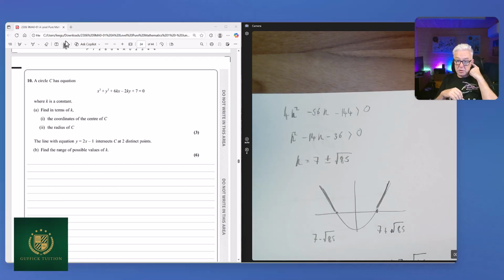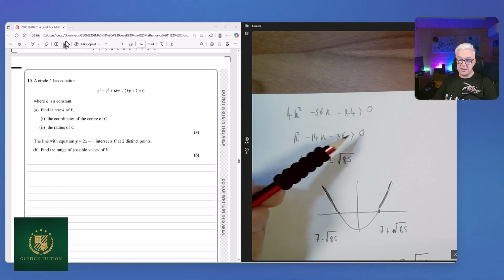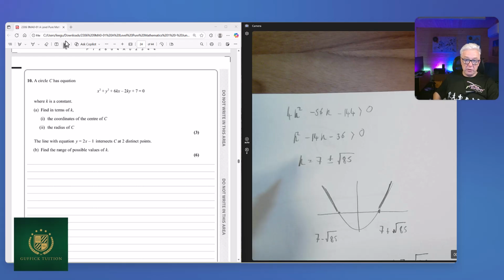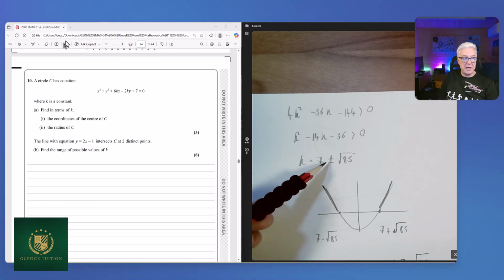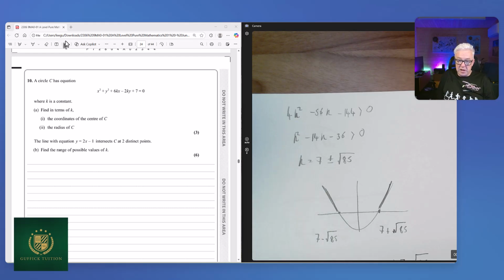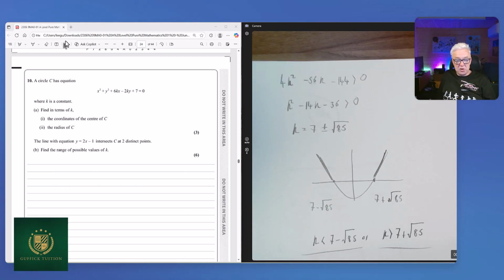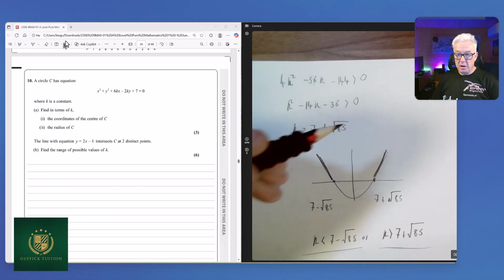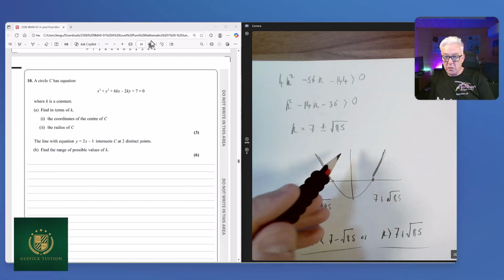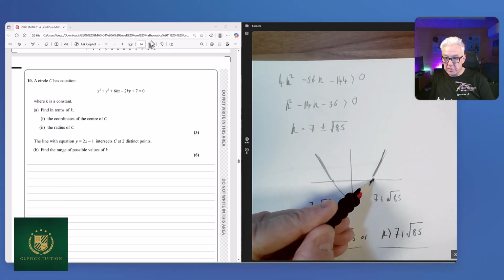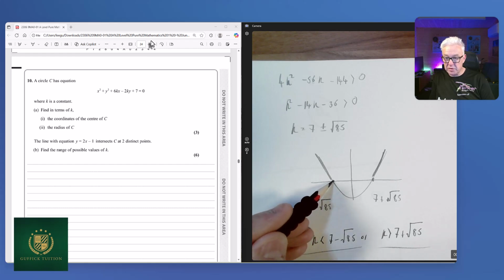Divide everything by 4: k squared minus 14k minus 36 is greater than 0. Solve that in our calculator, and we get k equals 7 plus or minus root 85. Let's represent that on a sketch just to make it really clear which way our inequalities are going to go. Those are our solutions, and when we put those on the sketch, this one must be 7 plus root 85, and this one must be 7 minus root 85.